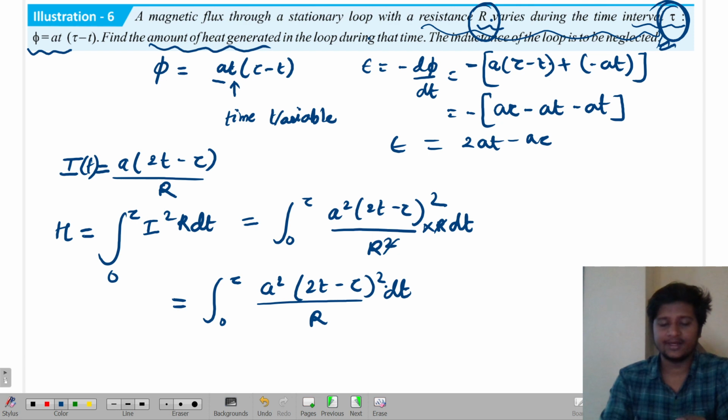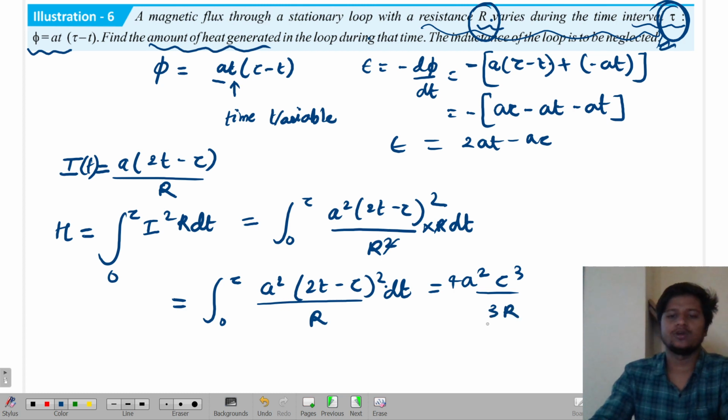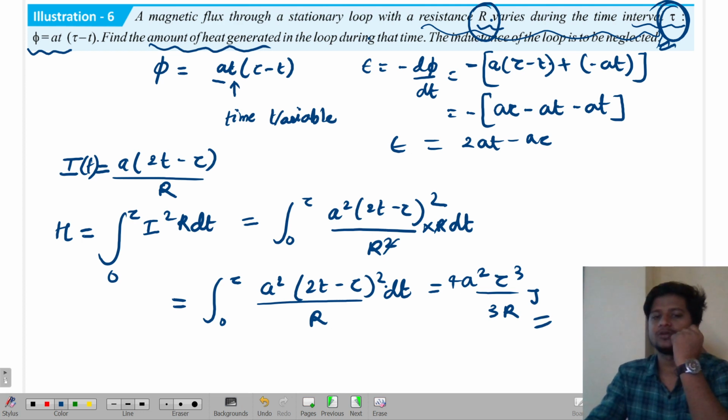Okay, so I'm directly telling you the answer. After solving this integration, the answer will come as 4a square tau cube divided by 3R. This is going to be your net answer of this particular heat, and it is going to be in joules, right or not? So this is your total heat generated during this particular time from 0 to tau. Is that clear? Yes or no?